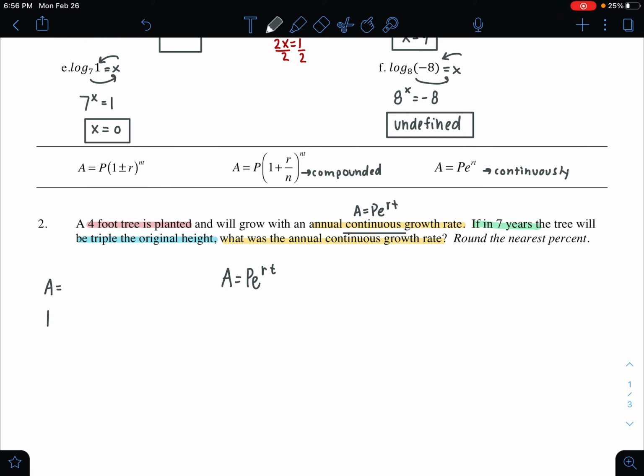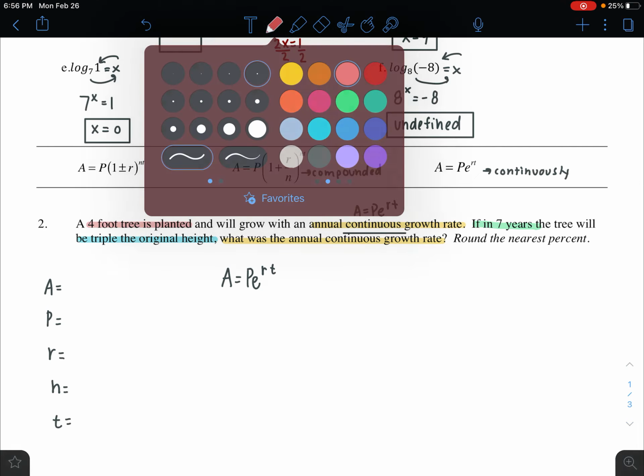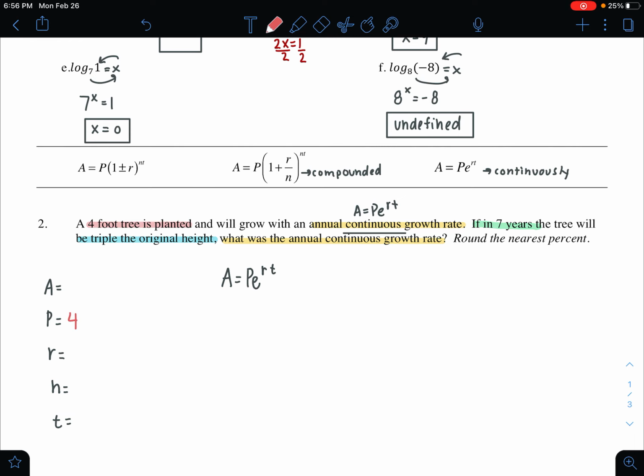So off to the side, we'll list out our key variables. I notice a lot of the times we like to write this out. So we know that P, our starting height of the tree, is 4. We know that our time is looking at in 7 years. It wants to be triple the original height, so 3 times the original height, which is 12, and it's asking us to solve for the growth rate. In your PERT equation, there isn't an n, so we don't need anything there. So go ahead and erase it or cross it off. So now let's substitute our values in.